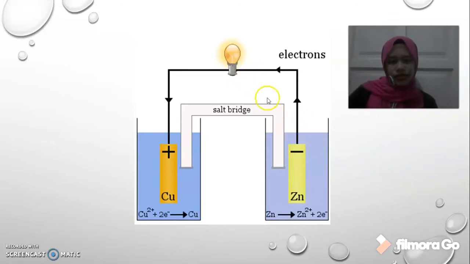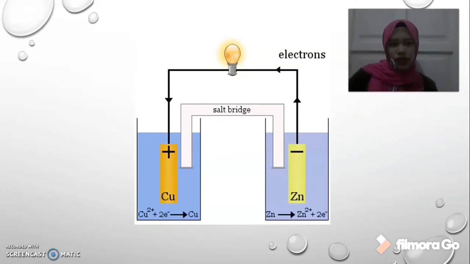So this is the basic example for an electrochemical cell. This is the anode side. Here, oxidation will happen. Electrons will move to another side, so it will lose electrons.